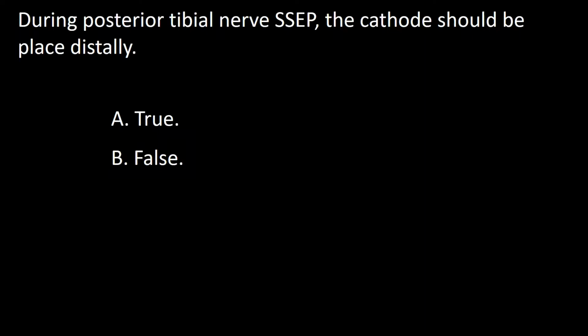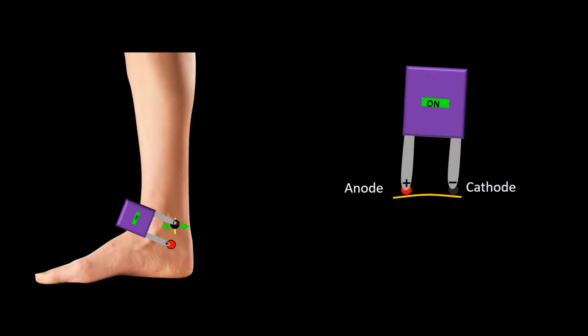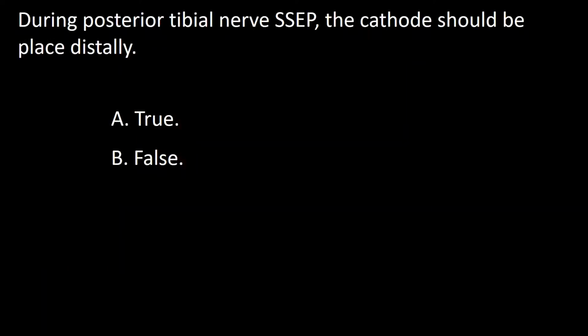Next question. During posterior tibial nerve somatosensory evoked potential, the cathode should be placed distally. A true, B false. I hope you got this one right. The cathode should go proximally, in the direction you want the current to go. So the answer to this question is B.